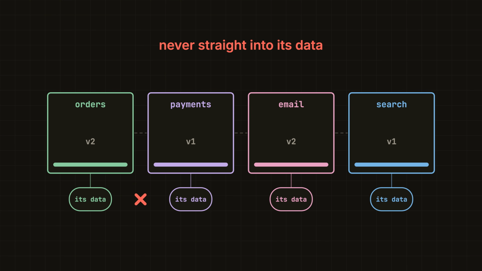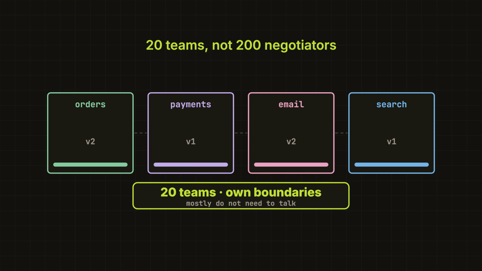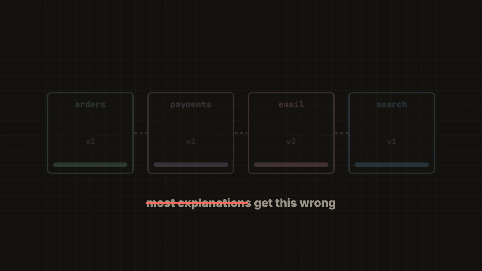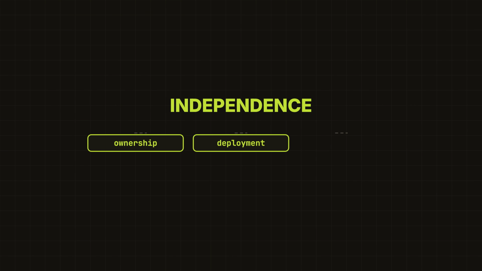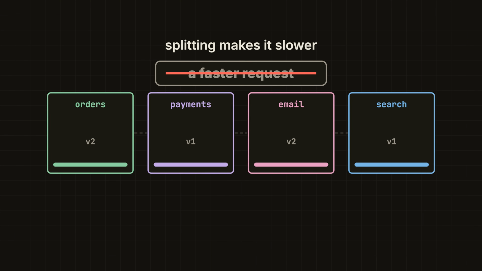So let us say a company has 200 engineers. It stops being 200 people negotiating over one code base and becomes 20 teams that mostly do not need to talk to each other. And the thing is, this is where most explanations go wrong. What microservices primarily buy us is independence, in ownership, in deployment, and yes, in scaling one part on its own. What they do not buy us is a faster request. Splitting things up usually makes the individual request slower because now there is a network in the middle.